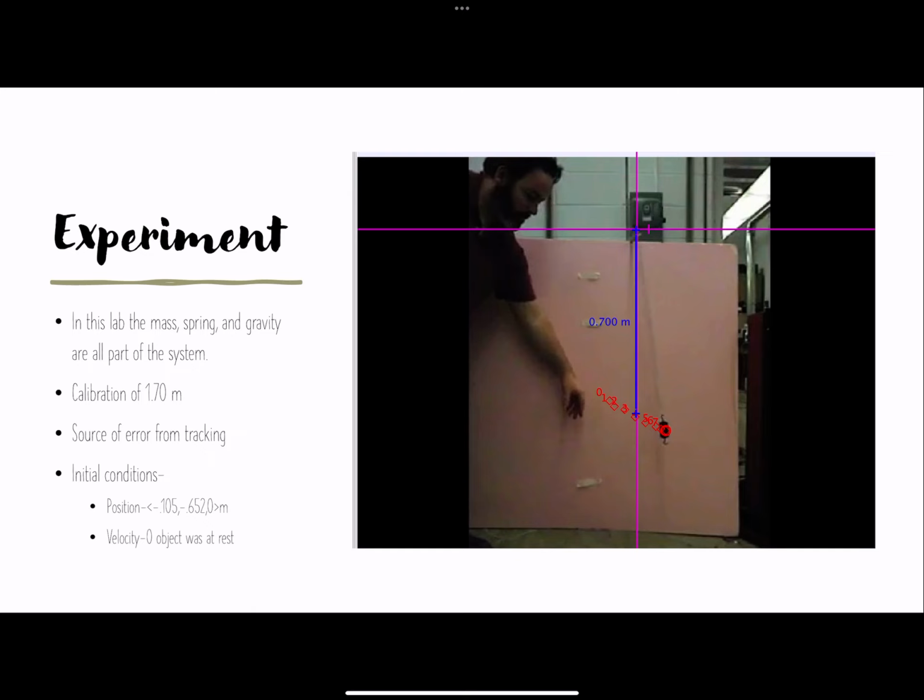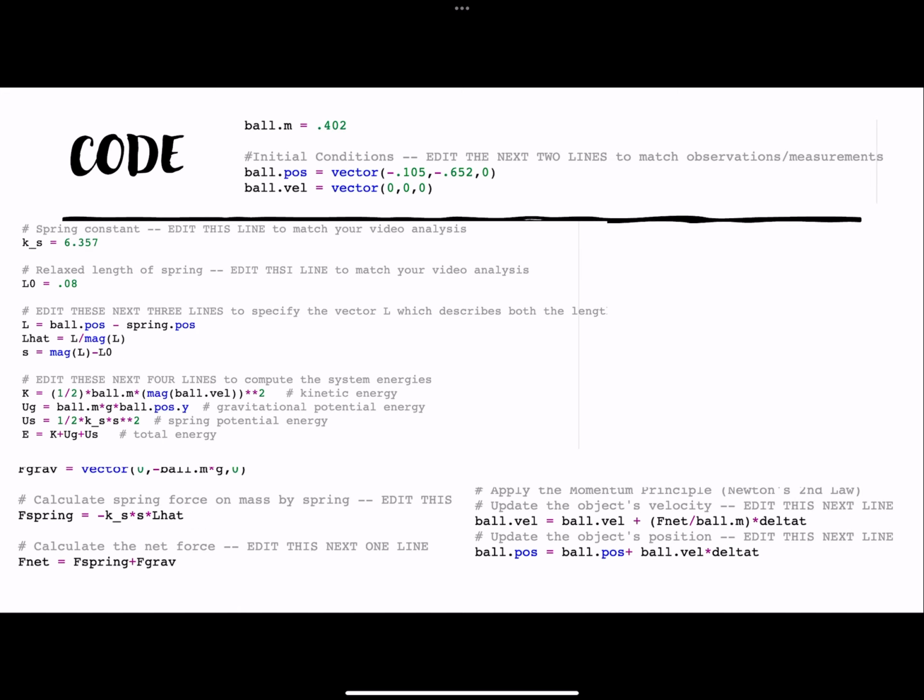I calibrated it and measured it at 1.7 meters, and I noticed that I will likely have a source of error in my experiment from this portion because by tracking you will have to track each frame and it needs to be centered, and I'm not perfect with that. And those are my initial conditions. My initial position is stated there, and my initial velocity is 0 because the object was at rest.